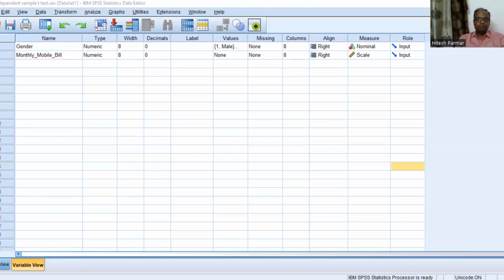Now, when we are applying this t-test, what is our null hypothesis, by the way? The null hypothesis is that there is no significant difference in the monthly mobile bill between male and female respondents. This is the null hypothesis that we want to test with the independent sample t-test.